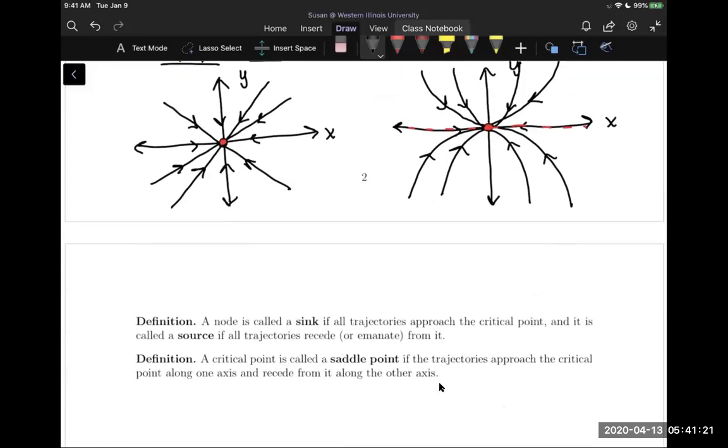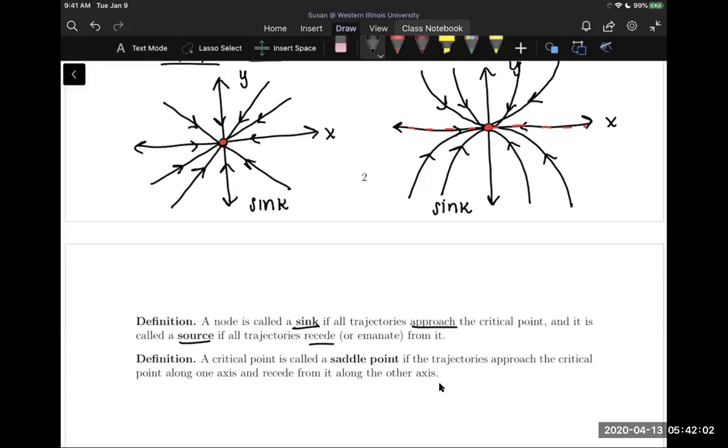We call a node a sink if the trajectories approach the critical point, and they're called sources if they recede from it. So both of these up here would be considered sinks because the trajectories are approaching the critical point. I like to think of rivers: if you have a source of a river, the water is flowing from that source and then away from it. A sink would be, for example, like a delta. So at the bottom of the Mississippi River Delta, that would be a sink where all of the sediment and water is rushing toward that area.